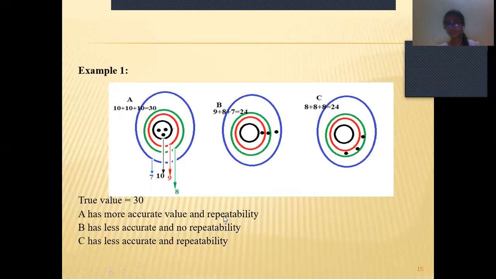So it is repeatable. For B, the points he got are 24, but that is not near to the 30 points, so it is less accurate, and the values are not repeated. See, the values are different: 7, 8, and 9. And for C, the 24 points is also not nearer to 30, but the values are repeated, 8 plus 8 plus 8. See here, 3 times he shot the 8 points. The values are repeated.